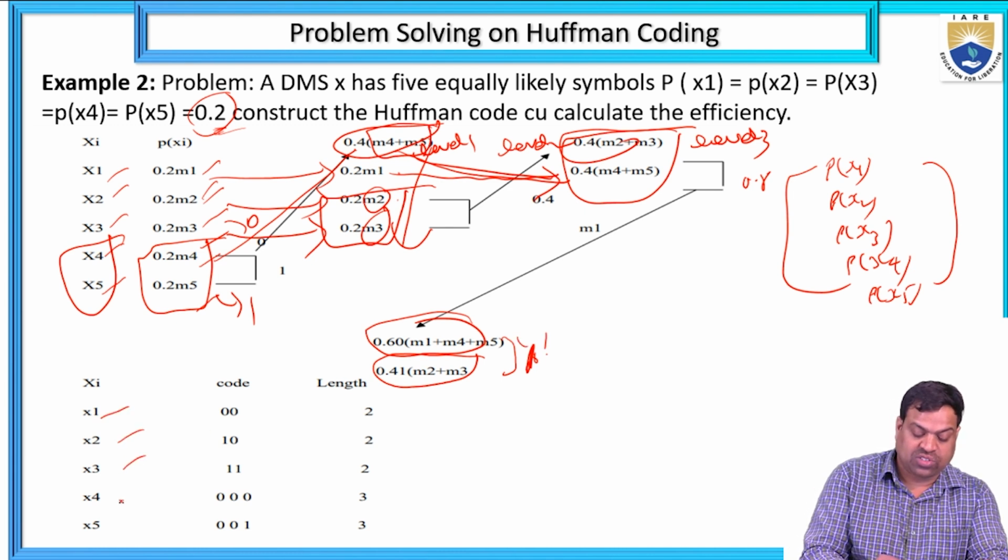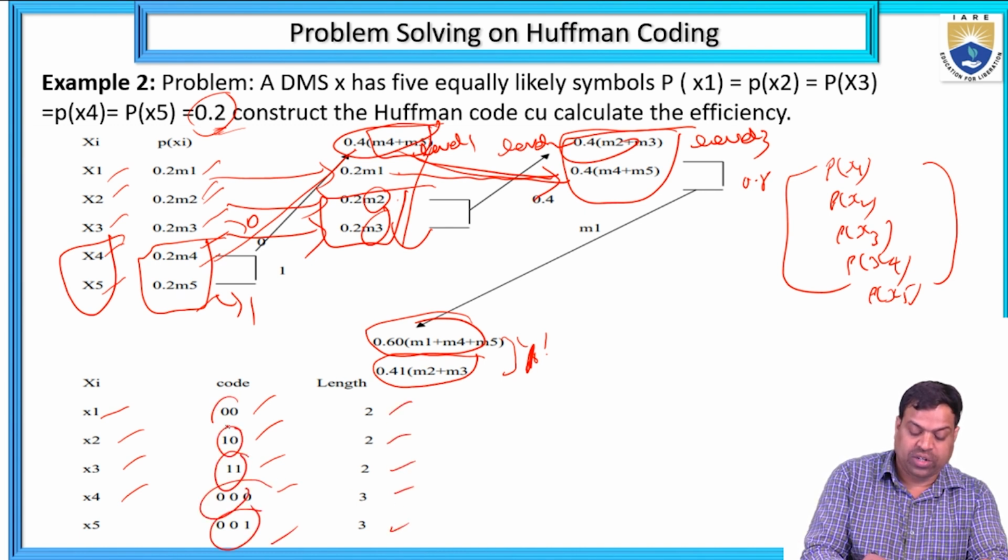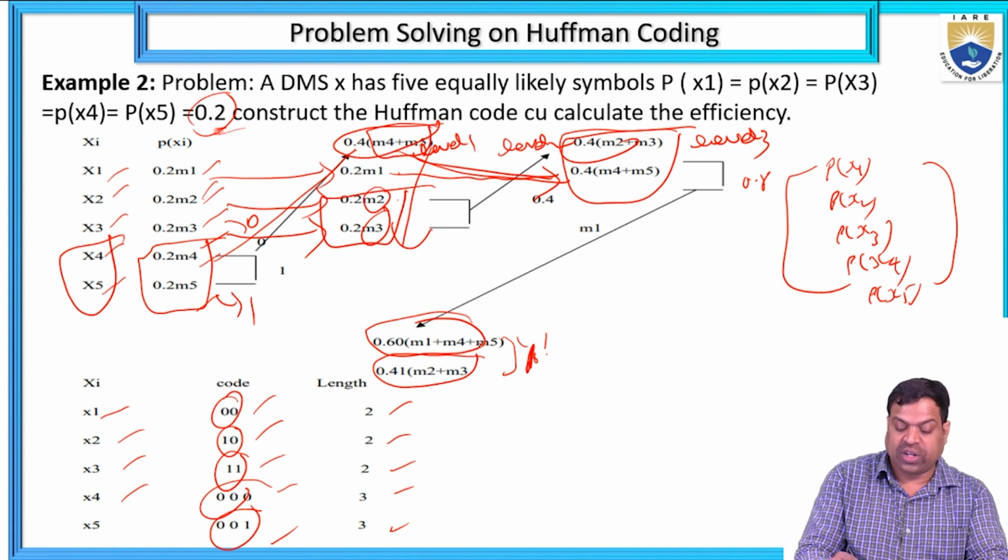So x1, x2, x3, x4, x5 get the codes 0 0, 0 1, 1 0, 1 1, and so on. The code length is like this: 3 bit, 3 bit, 2 bit, 2 bit, 2 bit. So when I add these two, I get the probability equal to 1.